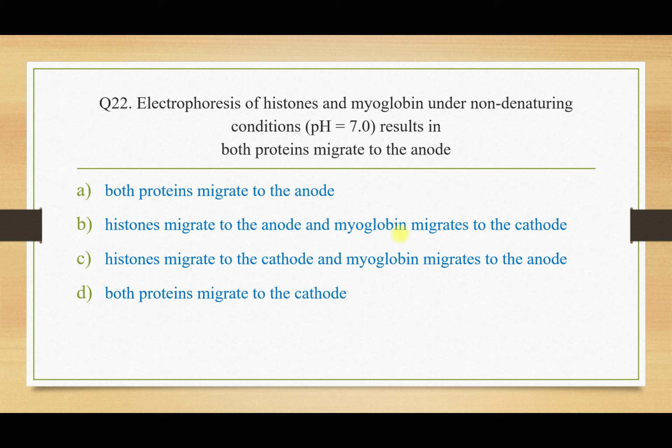Now for this question we have to see the isoelectric pH of these two proteins. The pI of the histone is 8.5, while that of the myoglobin is 5.5. At pH 7, a neutral pH, the histones will have a positive charge while the myoglobin will have a negative charge. So the histone will migrate to the cathode and the myoglobin will migrate to the anode. So option C is correct here.